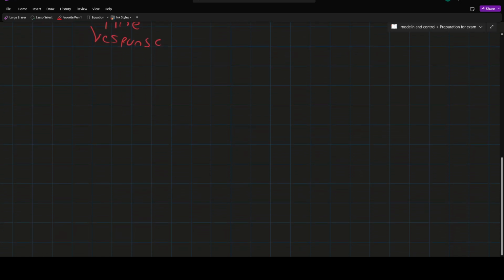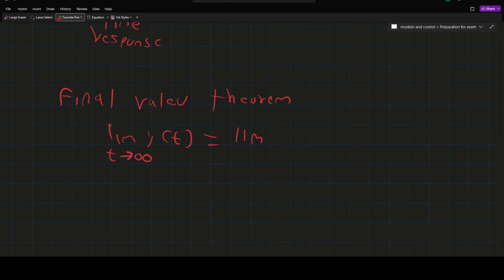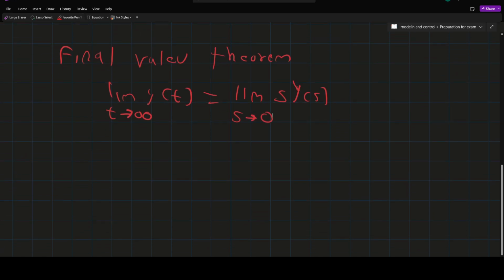Now we also have a quick recap of the final value theorem. It says that the limit of a function in time as time approaches infinity is the same as the limit of the function in the frequency domain as s approaches 0, but we have to multiply our function by s. So this is our final value.